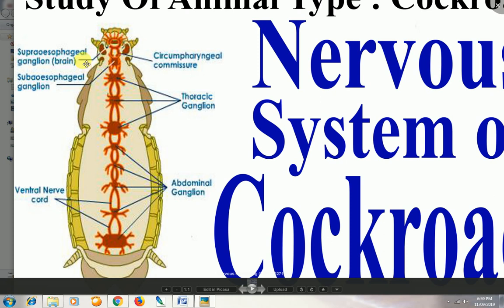Supra-oesophageal ganglion is regarded as the brain of cockroach just because it is a bilobed mass situated in the head above the oesophagus between the bases of the antenna. You can see this. It is formed by the fusion of a pair of ganglia, namely protocerebrum, deuterocerebrum and tritocerebrum. Simply it means that supra-oesophageal ganglion is located above the oesophagus. It is regarded as the cerebrum or main brain of cockroach because it has many functions.